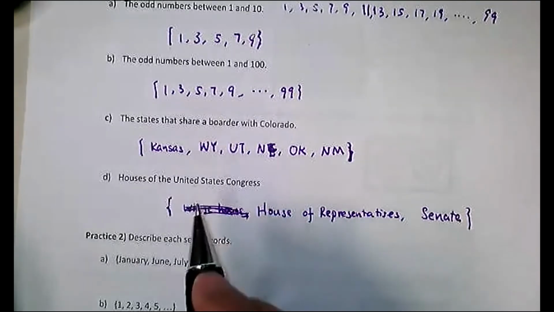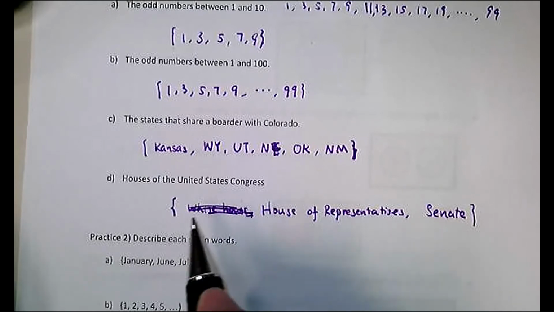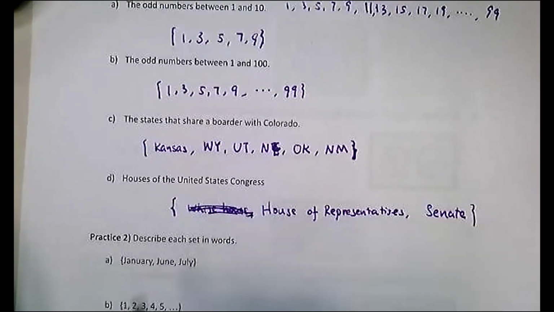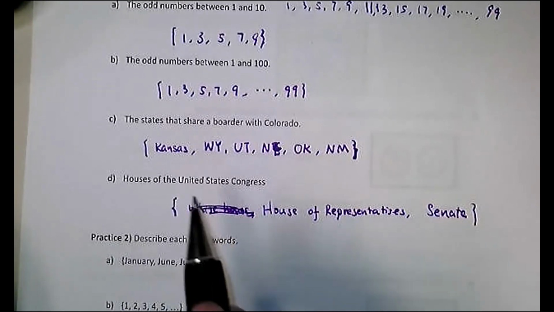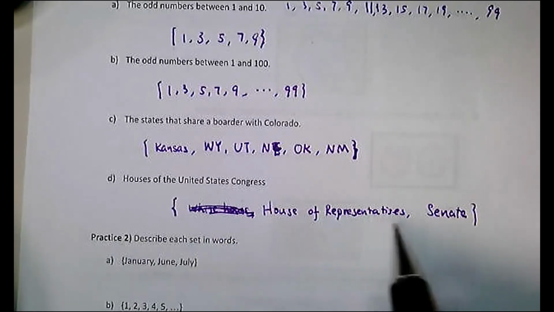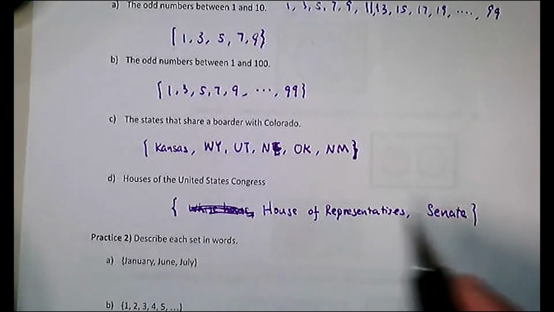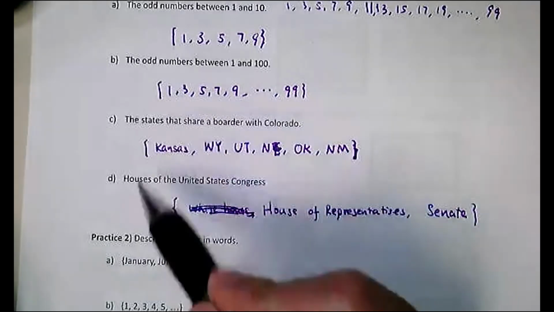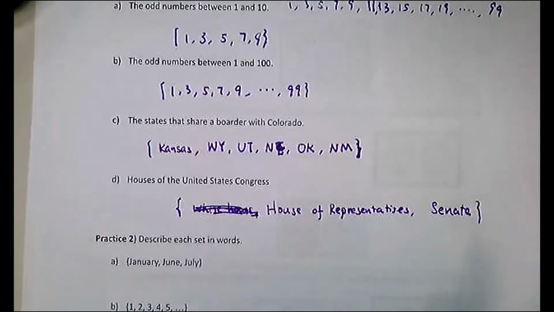Okay, great. First of all, let me emphasize this again: do not copy my White House. The White House is not a part of the Congress. I was just joking. The final set notation should be a brace, then the elements, House of Representatives and the Senate, then use another brace to complete. Any question about A, B, C, D? Nope. Okay, let's continue.